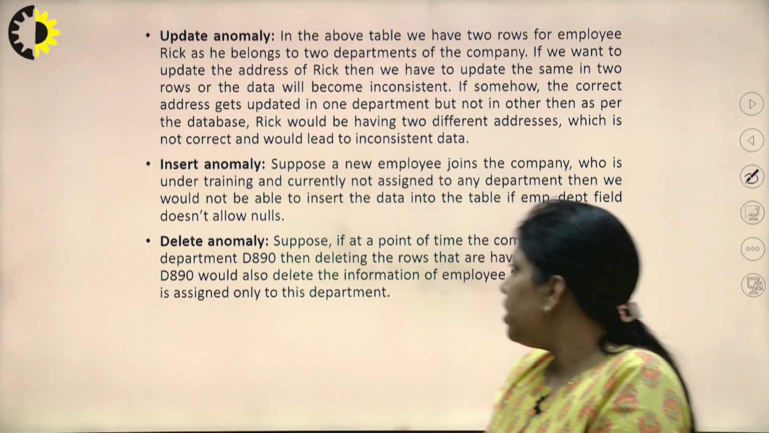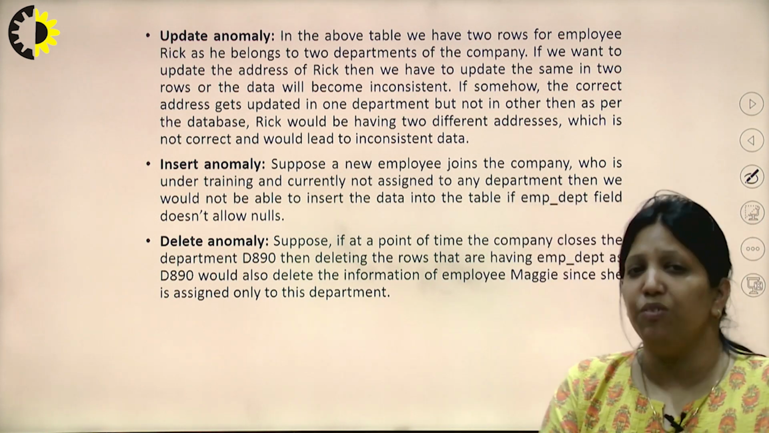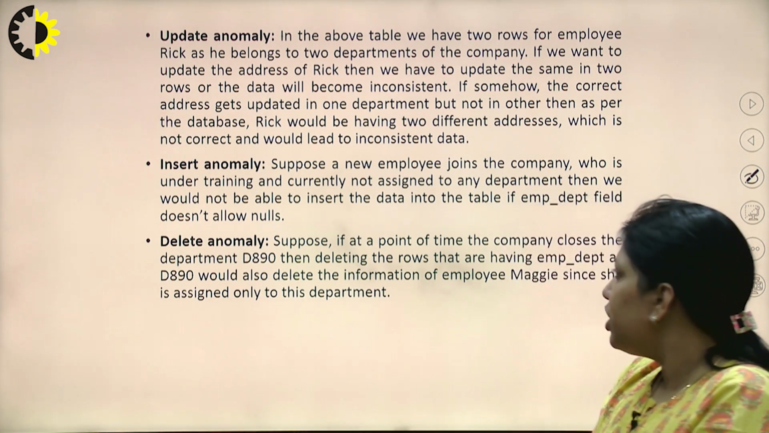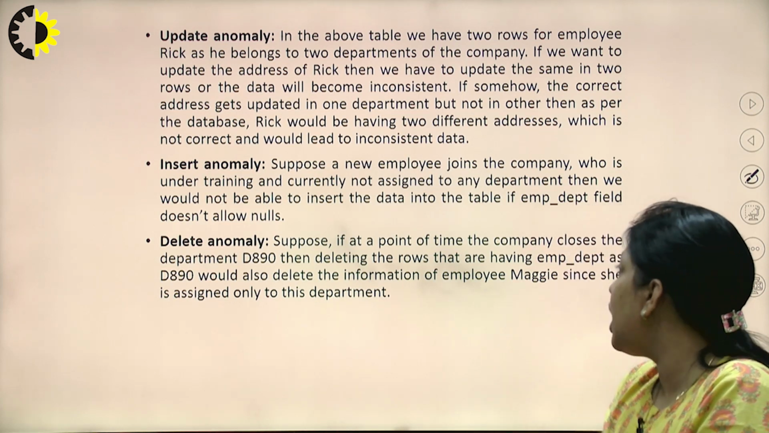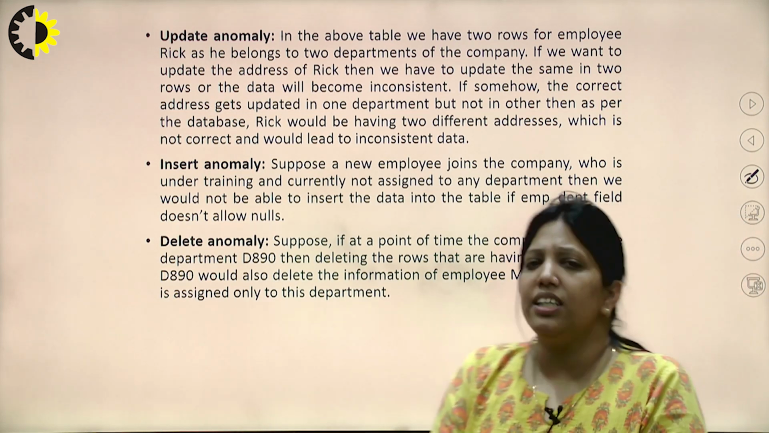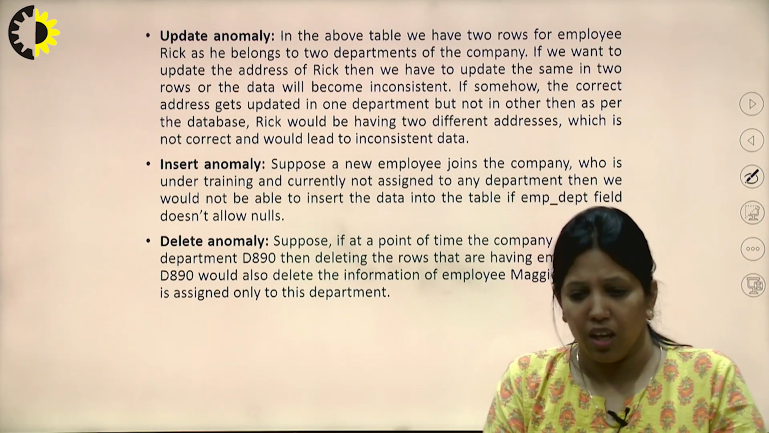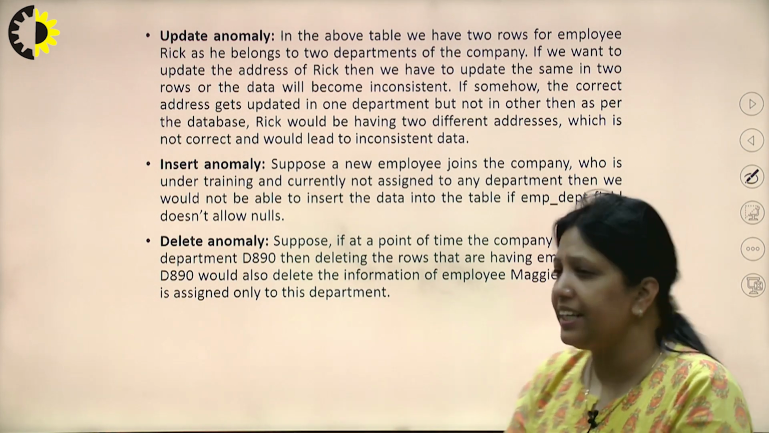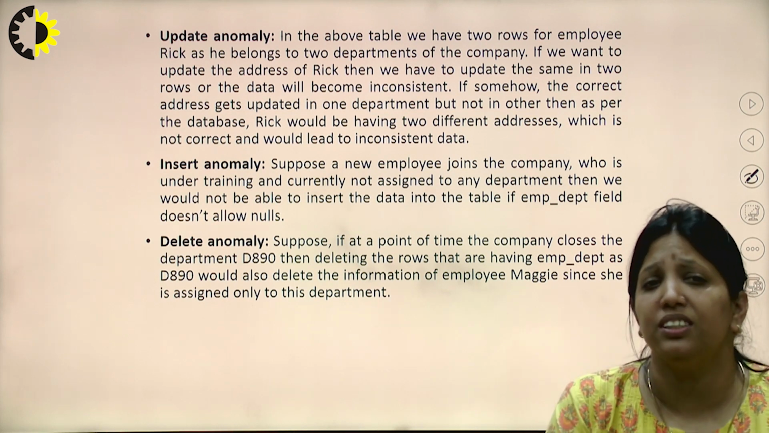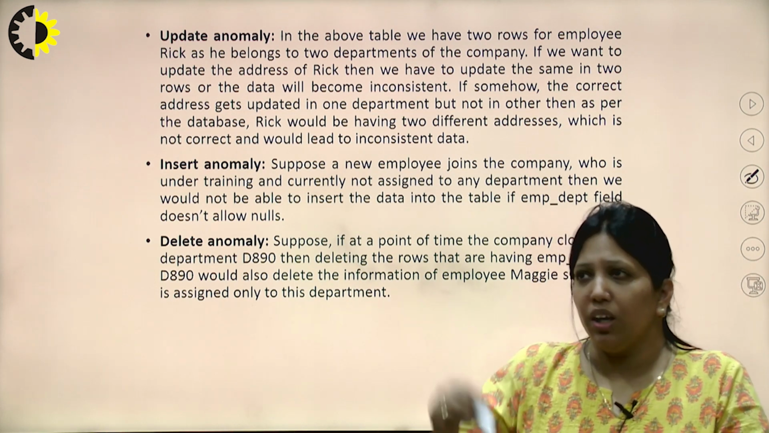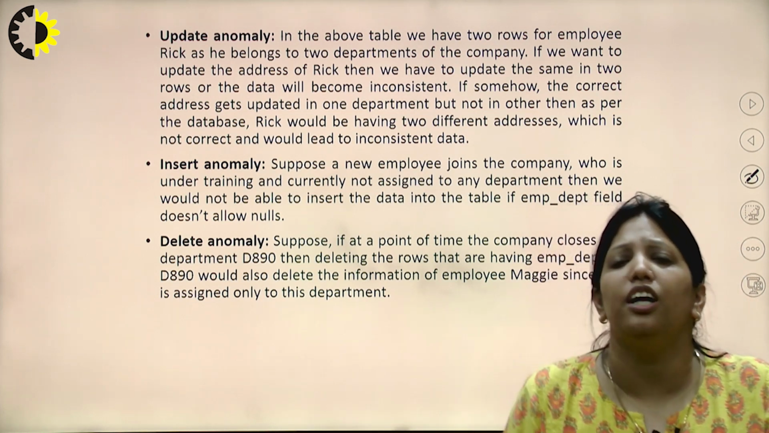Suppose at some point the company closes the department D890 and we have only one employee in that department. Then deleting the rows having employee department 890 would delete the information of the employee also, since for this department we have not assigned any other employee. If we want to delete this department, D890, then we also delete all the information related to it, all the employees related to this D890. So on deleting a particular department, we are also deleting the data of the employee.